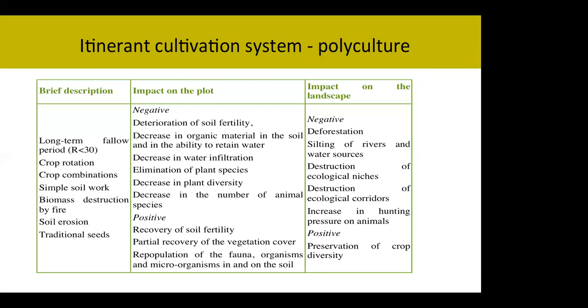And also there are positive impacts. What are the positive impacts? We have preservation of crop diversity because they do a lot of crop combination. So a lot of crops are being preserved. A lot of indigenous crops are being preserved. So this is the description of this type of system.